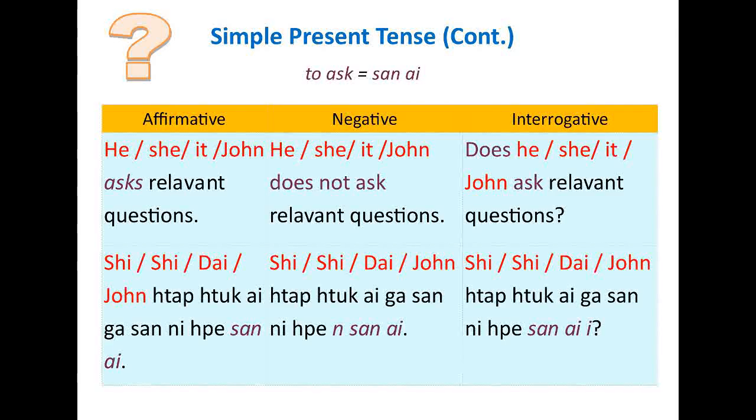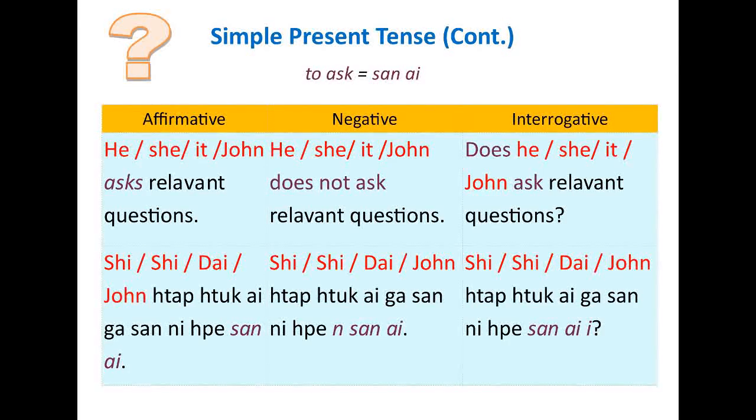Let's learn how to form for different person in this slide. Let's see affirmative column. Persons are he, she, it, John as an example. He asks relevant questions. In Kachin, Jinghpaw, you have to say she taptuk ai ga san ni phe san ai. She asks relevant questions. She taptuk ai ga san ni phe san ai. It, John asks relevant questions. I will skip for it. I will say for John. John taptuk ai ga san ni phe san ai.